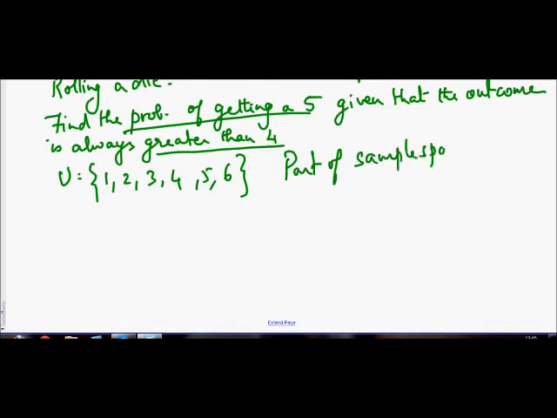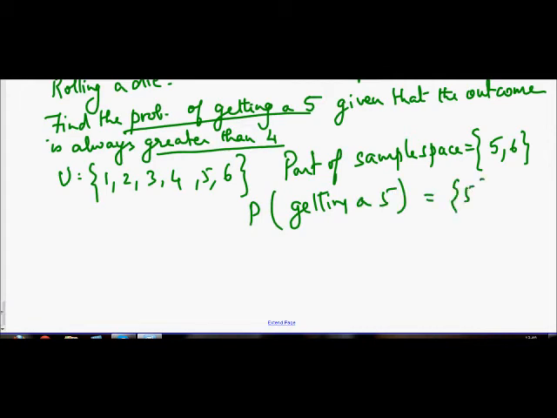I'm going to get a part of the sample space, and in this case it is 5 and 6, which is greater than 4, right? And from this part I'm going to find the probability of getting a 5. So getting a 5 is a single set 5, and I'm not going to consider the probability of getting a 5 from the whole sample space, but from this sample space. Which means that my probability of getting a 5 is 1 over 2. So this is the probability of 5 from {5, 6}.